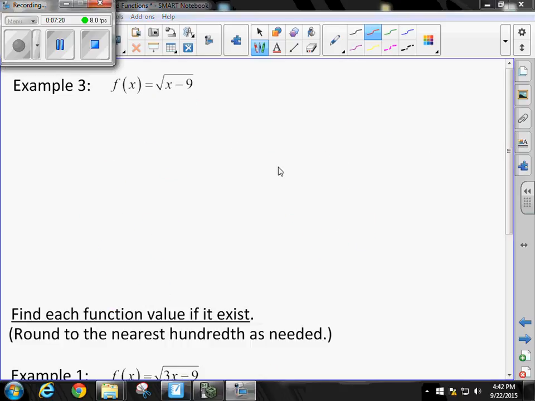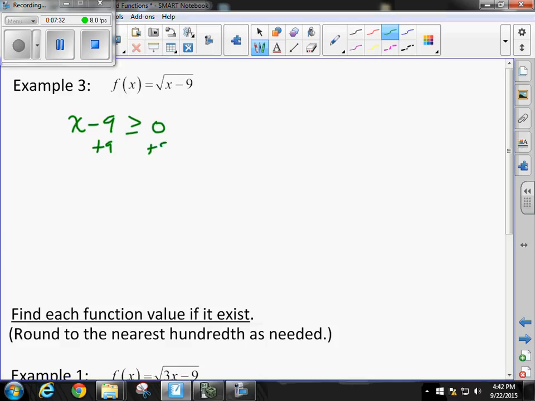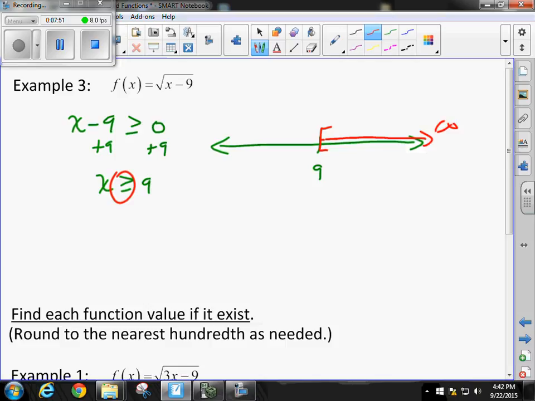Okay, another example, we have f of x is equal to the square root of x minus 9. We know that what's underneath the radical has to be greater than or equal to 0. So if we add 9, we'll have x is greater than or equal to 9. And what does that look like? Well, you have to find the 9. Notice that it has an equal mark, so it's going to have a bracket, and it's got to be greater than 9, so it's got to go to the right all the way to infinity. So it starts on 9, it'll go all the way to infinity, bracket on the 9, and parenthesis is always around infinity.